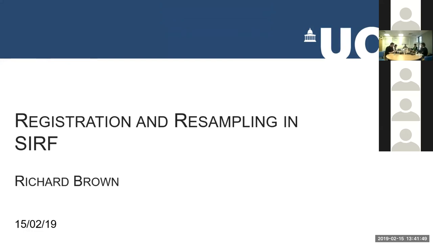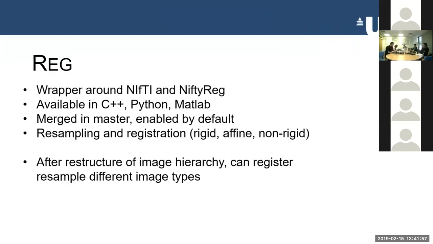Well, I suppose I'll go through this pretty quickly because a lot of you are familiar with it. We've now put all the registration stuff into the main branch of SIRF. It was initially just a wrapper around NiftyReg, but now it has a lot of its own functionality. It's also a wrapper around the native Nifti format. And the same as all the rest of SIRF, it's available in C++, MATLAB and Python. We've now merged it into the master, which is great. It took quite a while, but now it's there. It's enabled by default, so if you feel like messing around, please give it a go. We have all the resampling functionality from NiftyReg, as well as all of its registration, which means we can do rigid, affine, and non-rigid registrations.